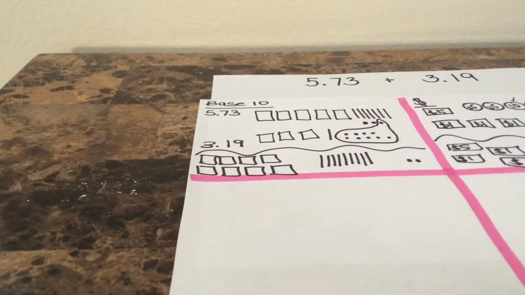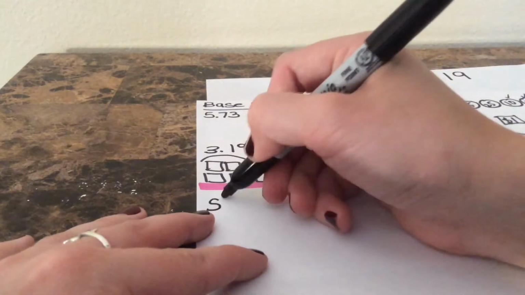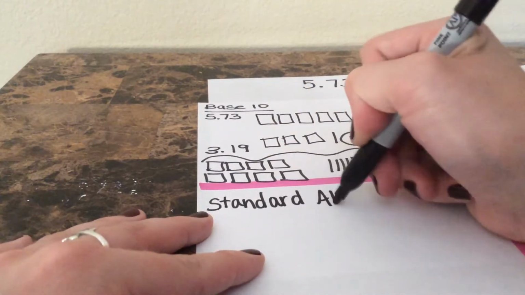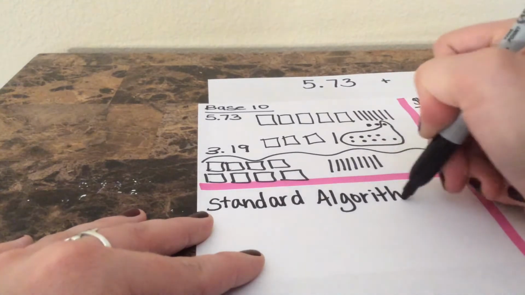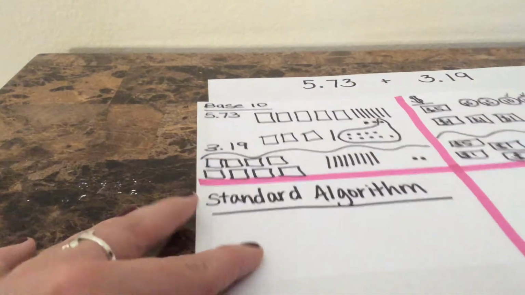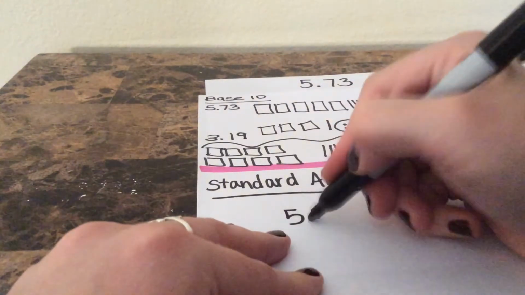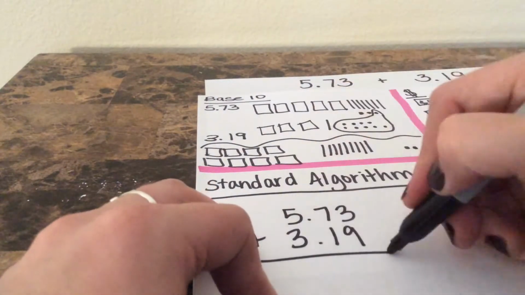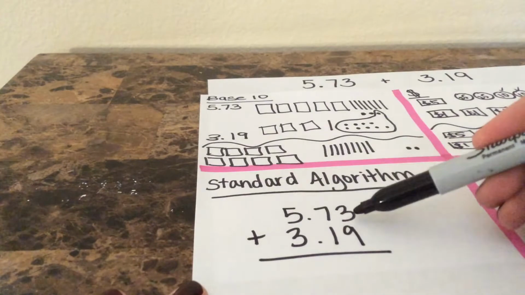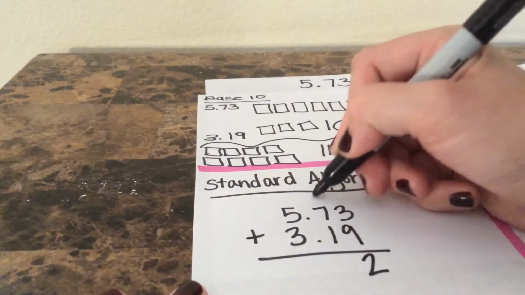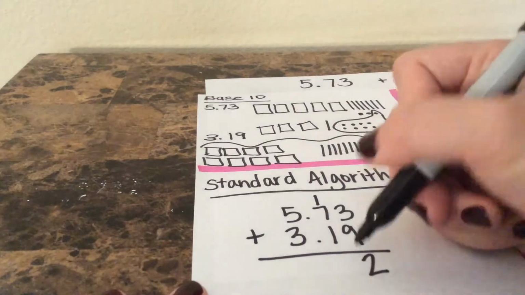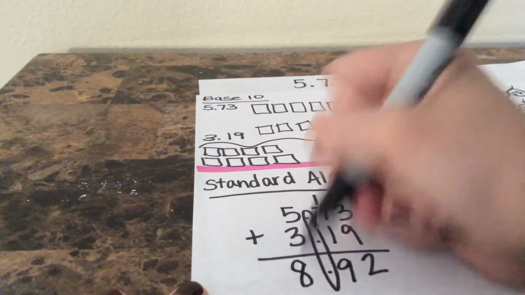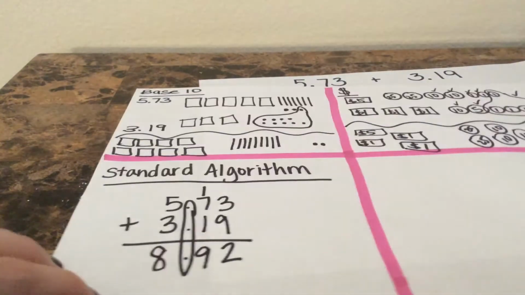The third type I would like to show you is just the standard algorithm, which is usually preferred, but you have to understand the other conceptual ones too. So here's the standard algorithm. We have 5 and 73/100 plus 3 and 19/100. Start with the ones. 9 plus 3 is 12, so I have to carry to regroup. 7, 1, and 1 is 9. Here are all my decimal points. And 5 and 3 is 8, so 8 and 92/100. See a trend, I hope.